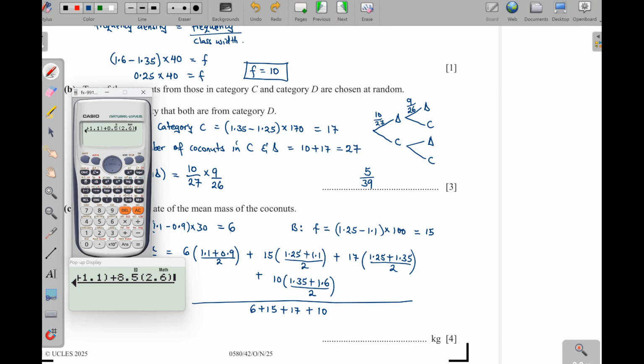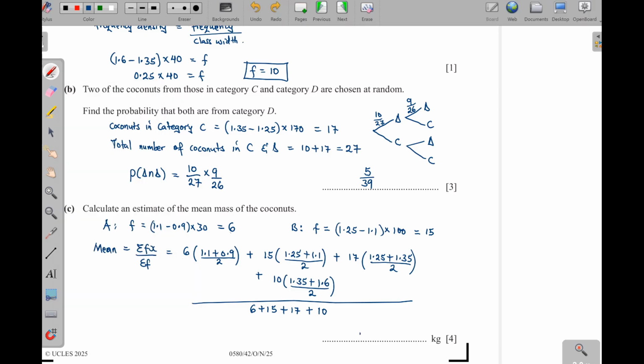Yes, 2.6. Then next plus 10 divided by 2, that is a 5. Then times, that will be 2.95. Then down here, we are having 6 plus 15 plus 17 plus 10. Then we get that. And then to 3 significant figures, it is going to be 1.26. That is 3 significant figures.